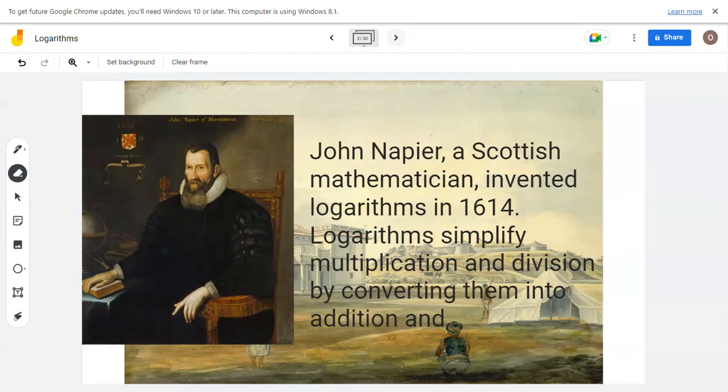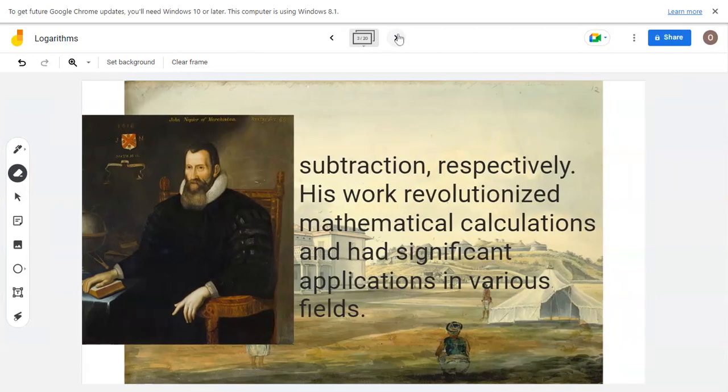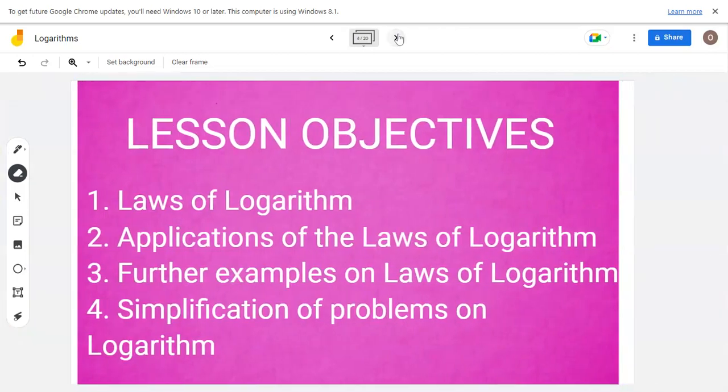John Napier is a Scottish mathematician. He invented logarithms in 1614. Logarithms simplify multiplication and division by converting them into addition and subtraction, respectively. His work revolutionized mathematical calculations and has significant applications in various fields.